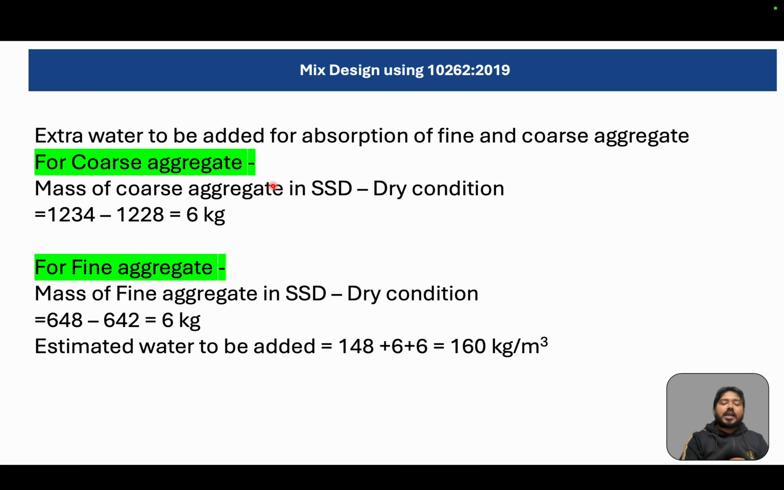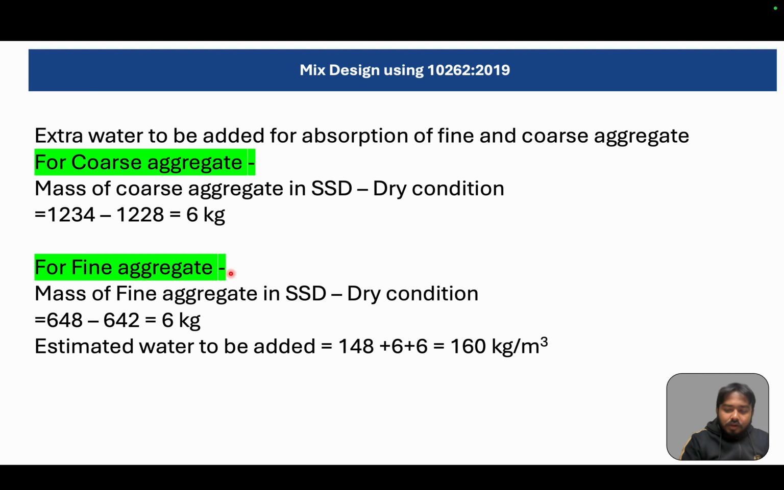So for the coarse aggregate, how much extra water is required? How are you going to calculate? Already you have calculated the mass of both the coarse aggregate and fine aggregate in SSD condition, and similarly the mass of both in the dry condition. So to calculate how much excess water is required, you take the SSD minus the dry condition for both the fine aggregate and coarse aggregate, and you get to know how much excess water is required.